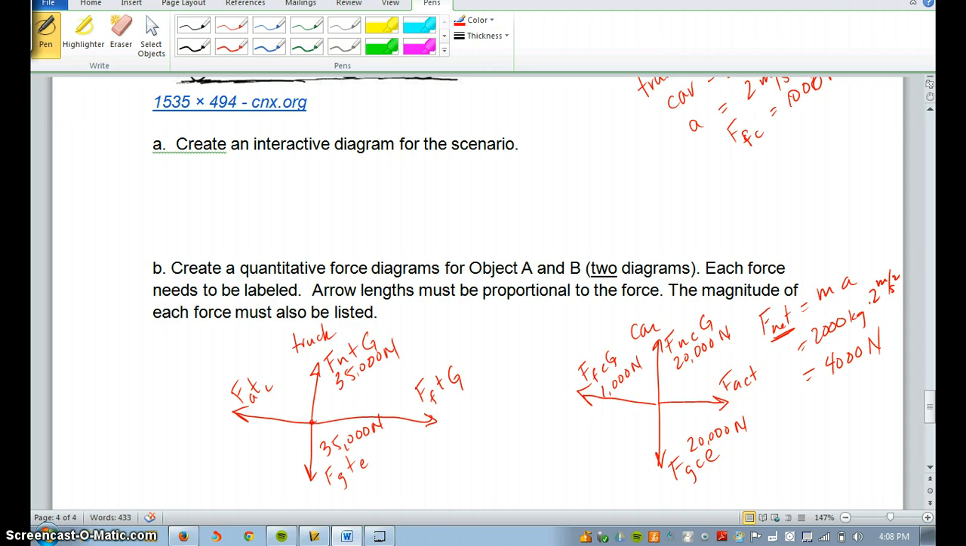So what would be my applied force? Well, I know net force is applied minus friction force, or vice versa. As long as I get a positive number, it's just the difference. So this applied force has to be 5,000 newtons. If I know the applied force of this is 5,000 newtons, I know this applied force, thanks to Newton's third law, has to be 5,000 newtons as well.